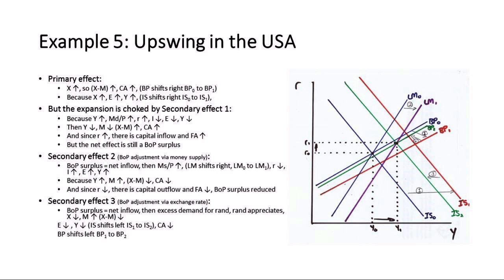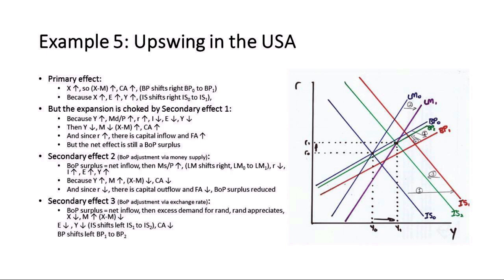Now, this would be where you have the new IS1, the original LM0, and that puts us somewhere over there, with the BP curve having moved to the right. The new equilibrium shows a surplus on the balance of payments. Now, the adjustment of that surplus works like in all other cases. If there's a surplus on the balance of payments, that means there is an increase in the money supply, moving the LM curve to the right, from LM0 to LM1.